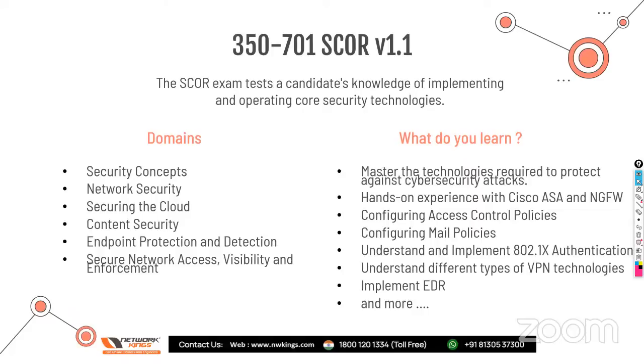So the first domain is the only one which you could think of as being very theoretical. There is nothing to implement, nothing to configure in that domain. The rest of them, yes, are the ones where, for example, network security talks about ASA and next generation firewall. Then you have securing the cloud. This is where we talk about things like Umbrella or maybe a CI/CD pipeline.